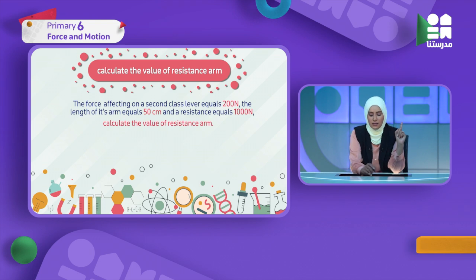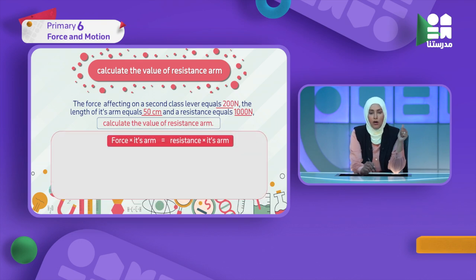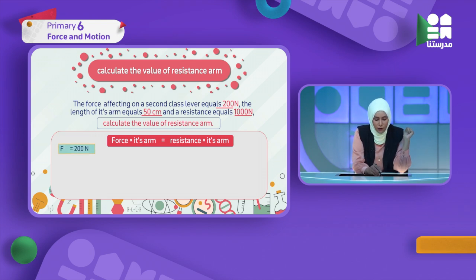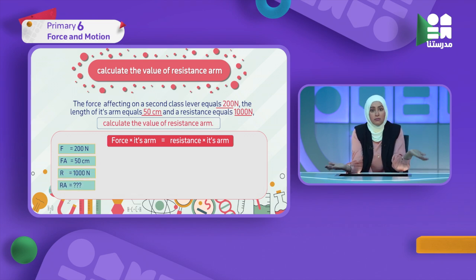أول حاجة خالص you have to write your rule. What's my rule? My rule says that force times its arm equal resistance times its arm. Then هعمل مارجن لنفسي ابتدي اطلع الجيفنز اللي عندي. اول حاجه عندي الفورس 200 نيوتن، فورس ارم 50 سنتيمتر، ريزيستنس 1000 نيوتن and resistance arm is unknown. هي دي اللي أنا عايزة أحسبها.